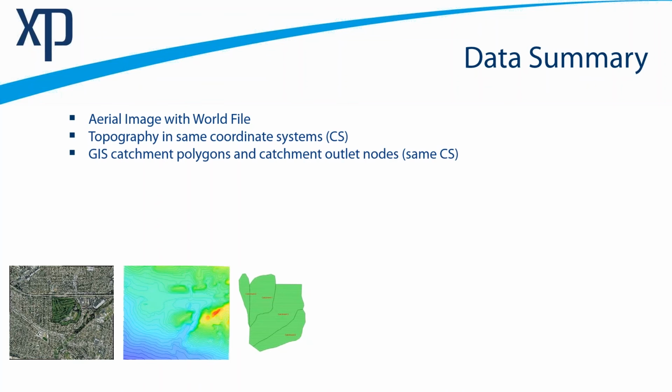I have in GIS, in the same coordinate system again, polygons for my catchments, and the nodes I also have in GIS, which act as the sub-catchment outlet. So these catchments drain to a node, and that node I also have in GIS.